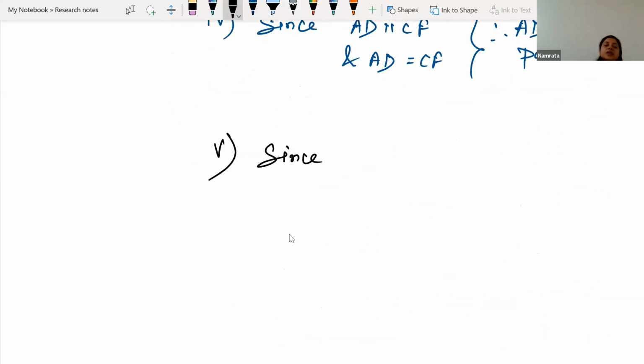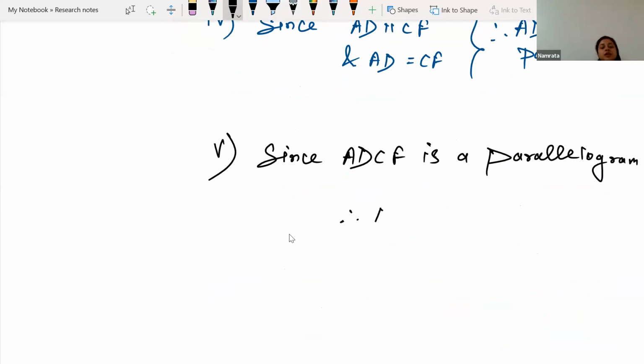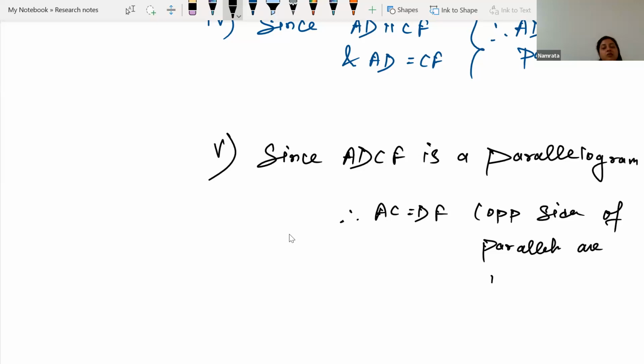Since ADCF is a parallelogram, therefore AC and DF will be same, because opposite sides of a parallelogram are also equal to each other.